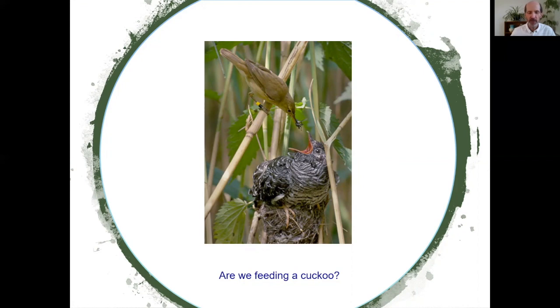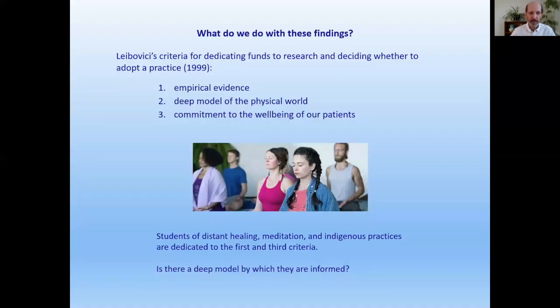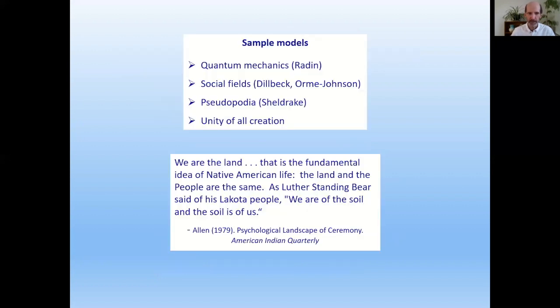That decision should be based on three legs: empirical evidence, a deep model of the physical world, and our commitment to the well-being of patients. Students of distant healing, meditation, and indigenous practices are clearly dedicated to the first and third criteria. Do they have a deep model? Rupert Sheldrake outlines eight candidates for a model. One of these, quantum mechanics, is referred to by both distant intentionality and TM researchers.